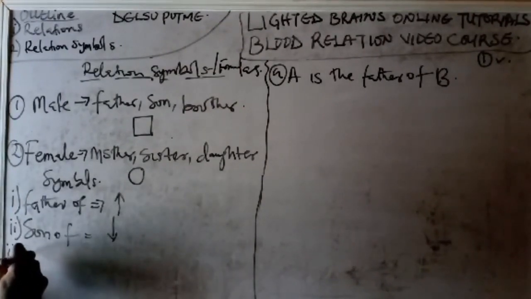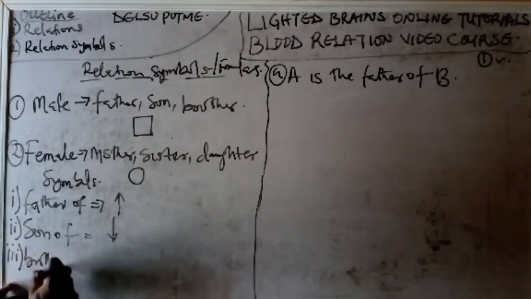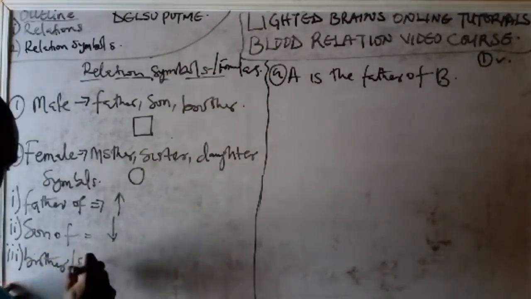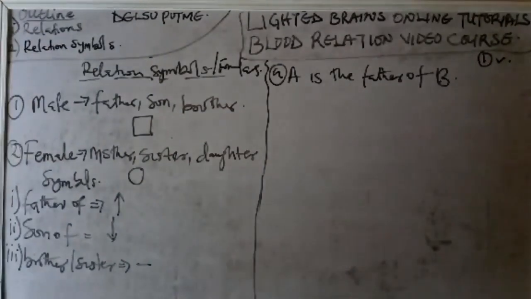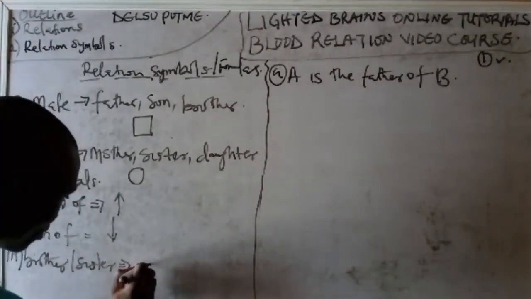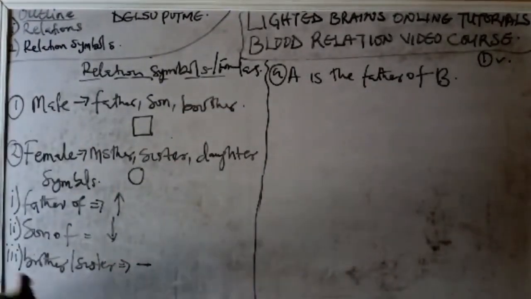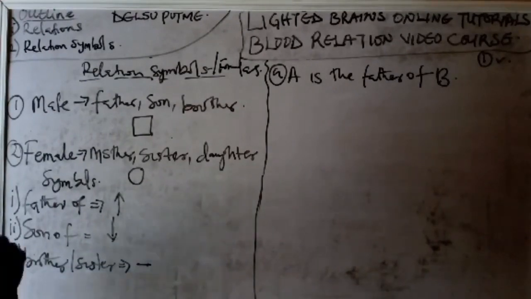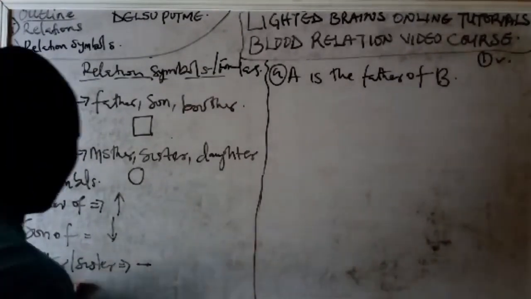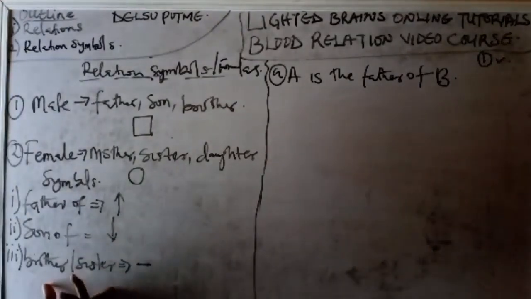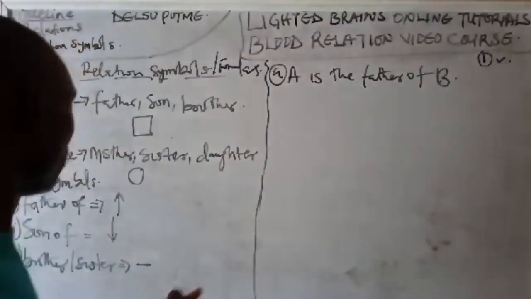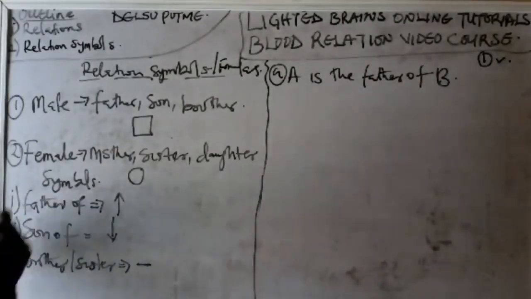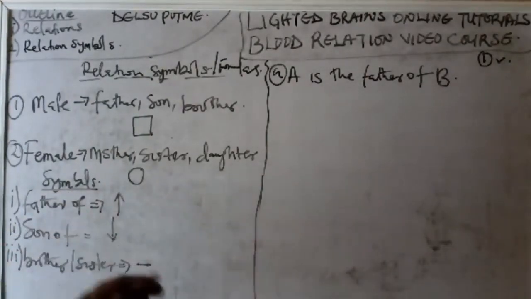Then brother or sister means this symbol. Please just be writing the symbol first of all. Do you understand? Then that is that. Those are the three symbols that we have in relations. Now, A is the father of B. From what I taught you now about symbols, they say father of.